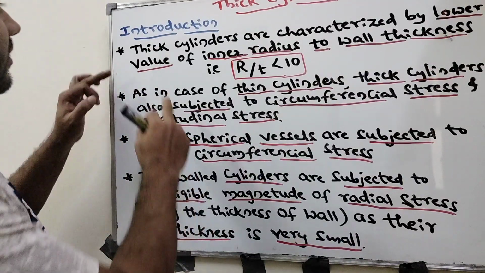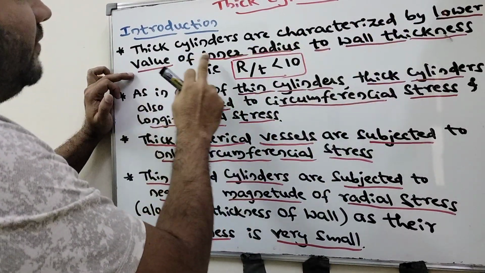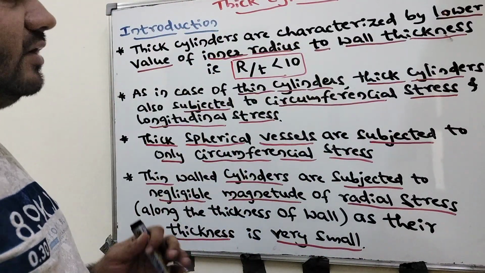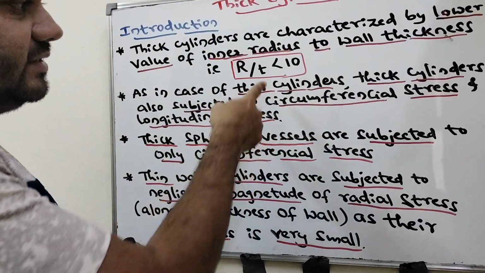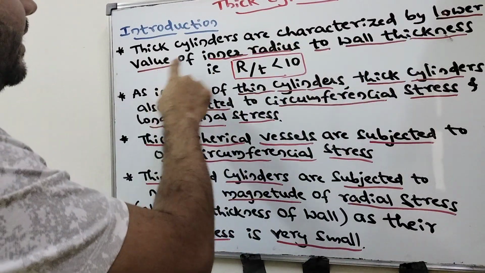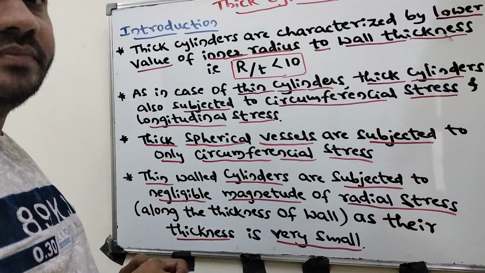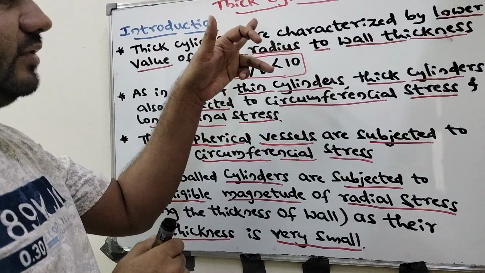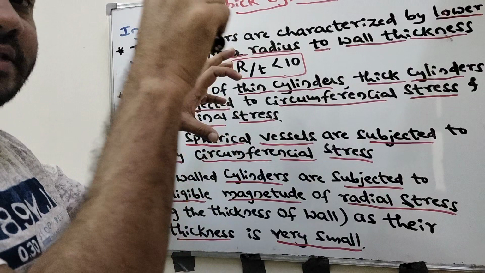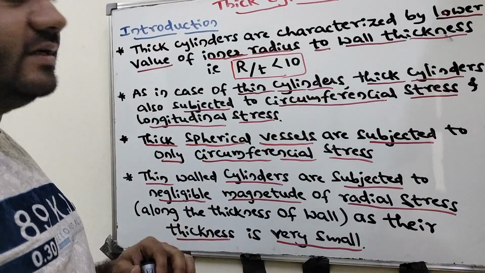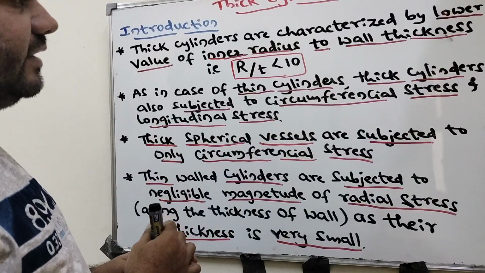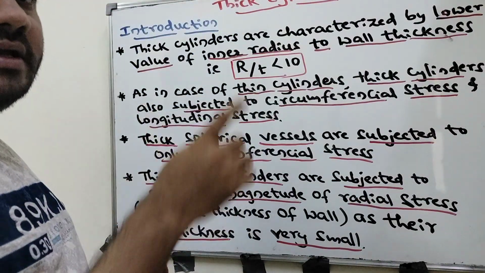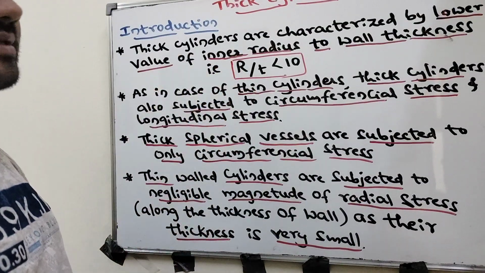The first point: thick cylinders are characterized by a lower value of inner radius to wall thickness. As we know, in thick cylinders the ratio of the inner radius to the thickness is less than 10. As the name says, the wall thickness is more, but the inner radius is less compared to that. In thin cylinders it is the opposite, as we discussed earlier: the thickness is less and the inner radius is more. Therefore, the ratio of inner radius to thickness is greater than 10. That is the first difference.